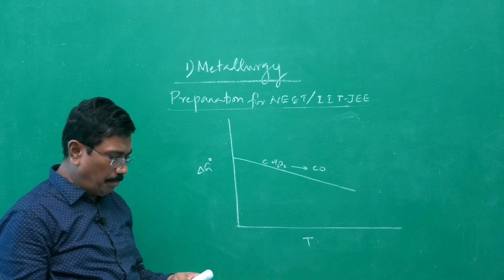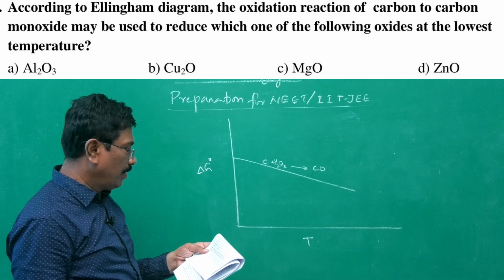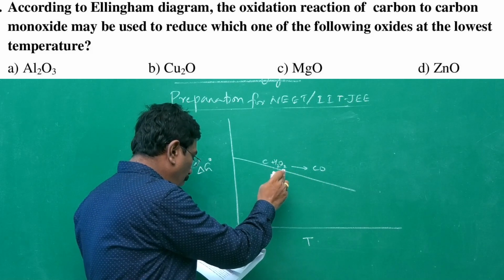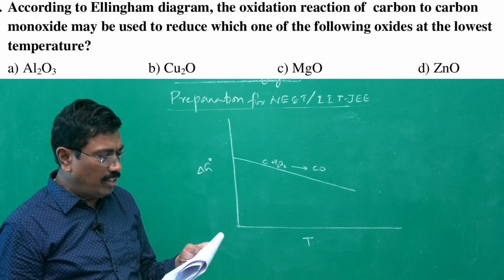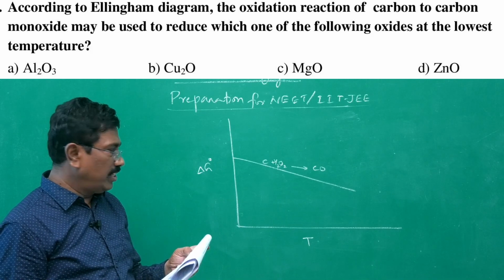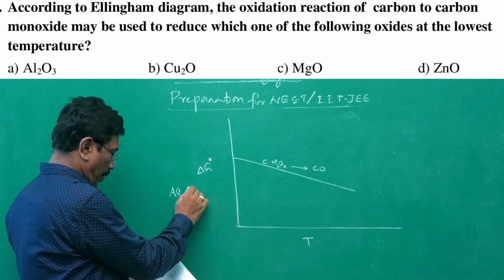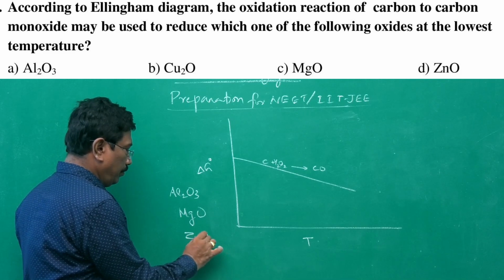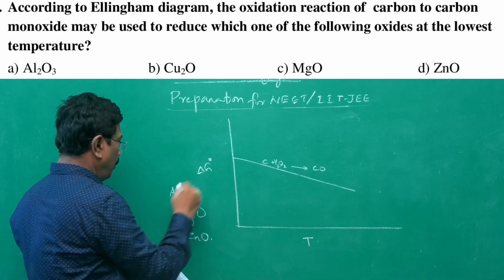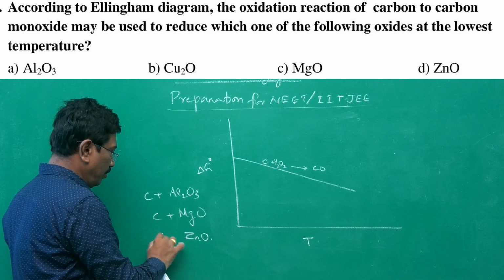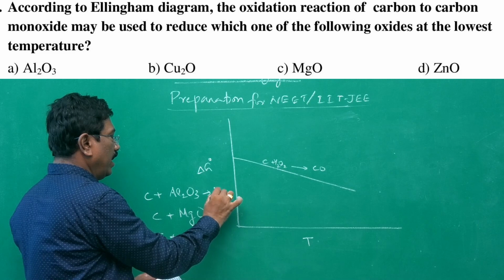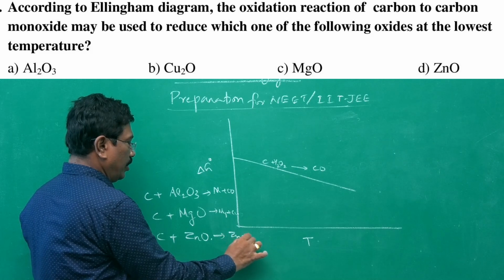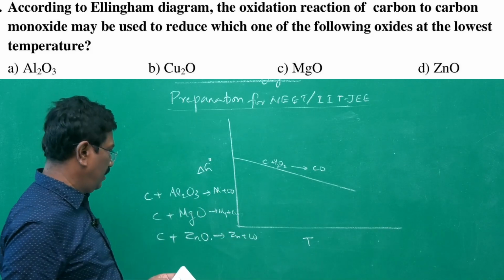Next question, again based on the Ellingham diagram. According to the Ellingham diagram, the oxidation reaction of carbon to carbon monoxide may be used to reduce which one of the following oxides at lower temperature. So 3 oxides are given, Al2O3, MgO and ZnO. This reaction should be useful. That means carbon should reduce. So this should happen to give Al plus CO, Mg plus CO, Zn plus CO. Is such a reaction possible or not?